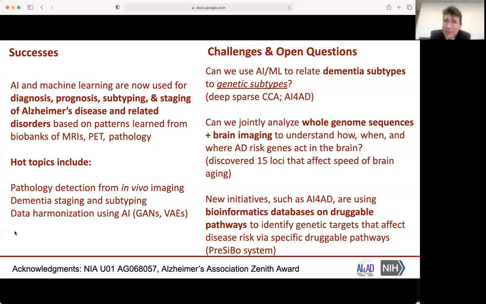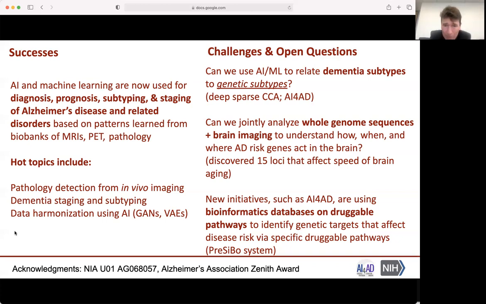We're very interested in some open questions. Can we use AI and machine learning to relate dementia subtypes to genetic subtypes? So that method known as deep sparse CCA might find a combination of motifs or features in genome sequences that are related to the dementia subtypes. It'd be very interesting. And also whether we can jointly analyze whole genome sequences, the 3 billion letters of our DNA and brain imaging, to unearth some predictors that affect, in the example we showed, the speed of brain aging, or that might affect treatment response.